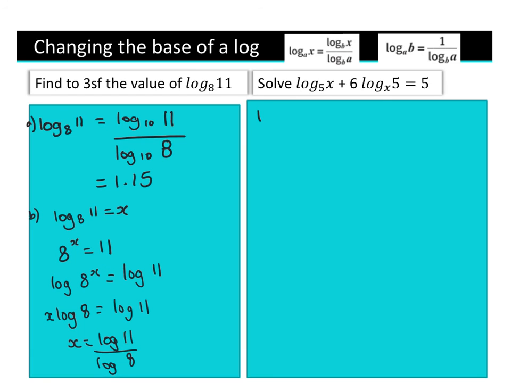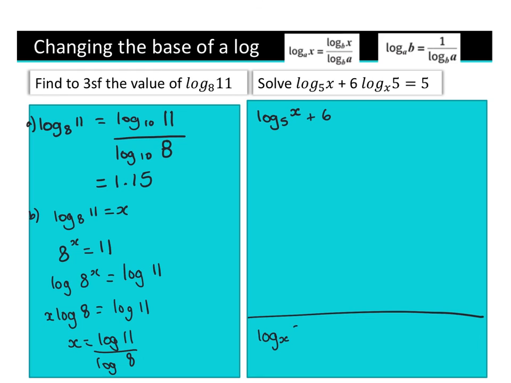Log to the base 5 of x. That is in base 5, is it not? Yes, we're going to leave it. Plus 6 lots of log to the base x of 5. Is this in base 5? No, we've got to change this. So we're going to have a little side note. Really, I should have done this up top, but don't panic.